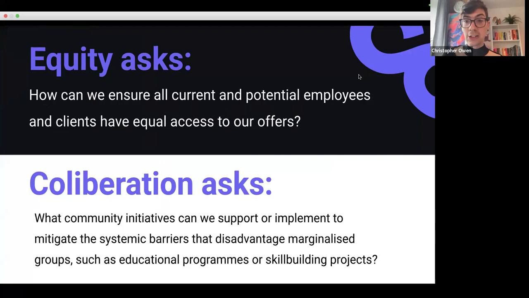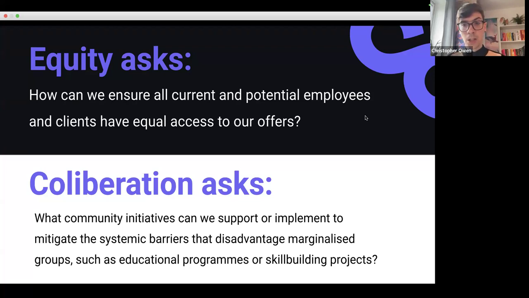Equity, right? Standard approaches to equity ask questions like, how can we ensure that all current and potential employees and clients have equal access to our offers? We want to make sure that every employee has the same level of access to getting their work done on time, feeling comfortable in the workplace, accessing promotions, getting paid well. That's equity. But collaboration asks, what community initiatives can we support or implement to mitigate the systemic barriers that disadvantage marginalized groups?